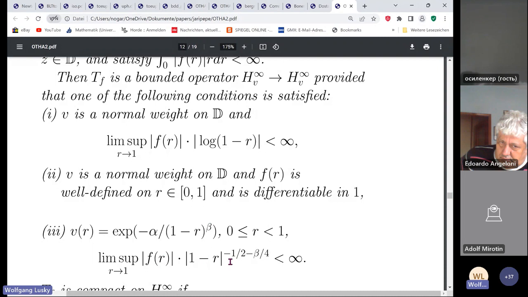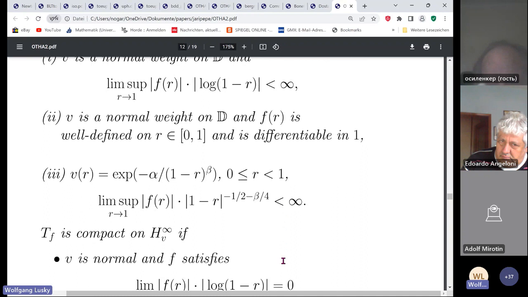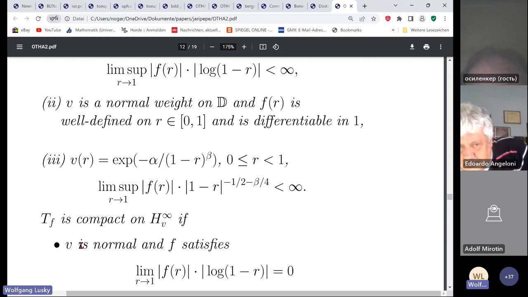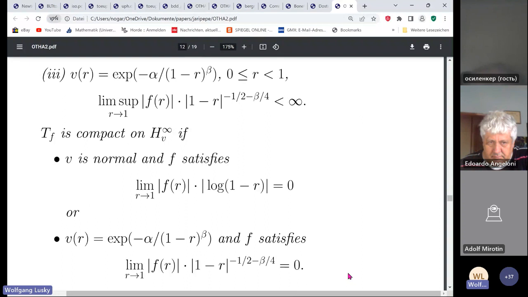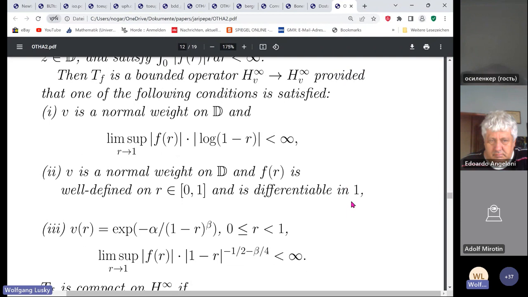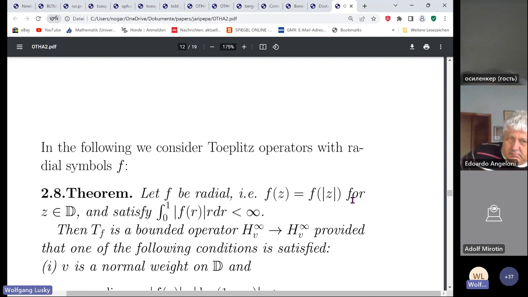Now, we can strengthen this a bit if we take this condition to be equal to 0 or this condition to be equal to 0, and then it becomes a compact operator. So T sub f is compact if V is normal and we have this strengthened condition here for the limit here, and the same for the exponential weights. Now, we have more general conditions for standard weights satisfying property B, but they are a bit technical, and so I wanted to restrict myself to these more transparent conditions.